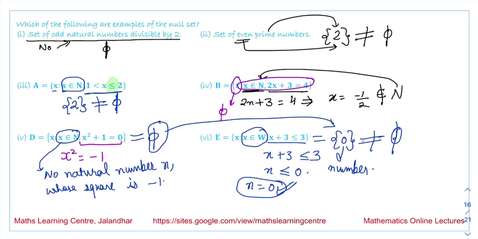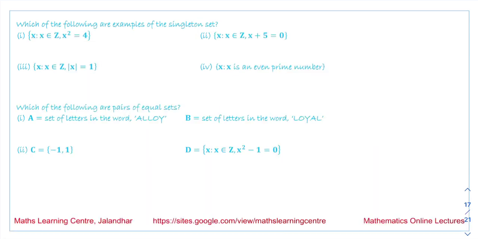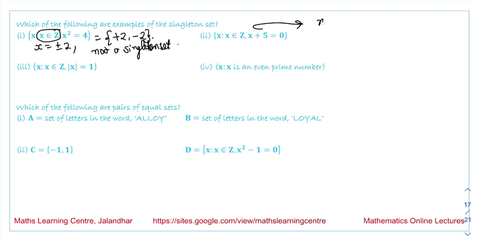Next we have, which of the following are examples of the singleton set. So the first we have is x square is equal to 4. So x is equal to plus minus 2. And it is given that x belongs to Z. So the set we have is equal to {2, -2}. So this is not a singleton set. Next we have x plus 5 is equal to 0, so we get x is equal to minus 5. And x belongs to integers, so this set is {-5}, so this is a singleton set.